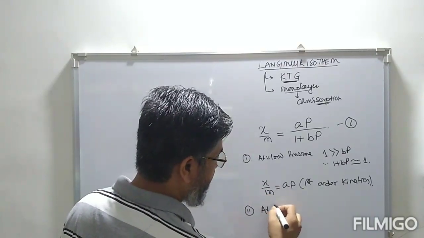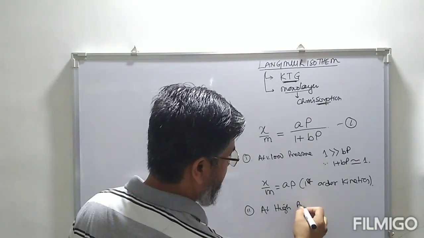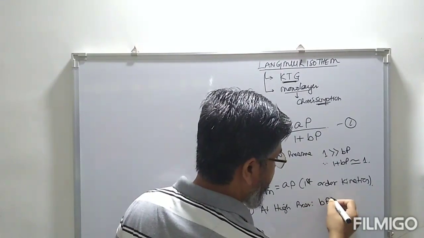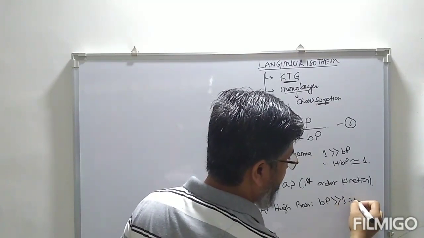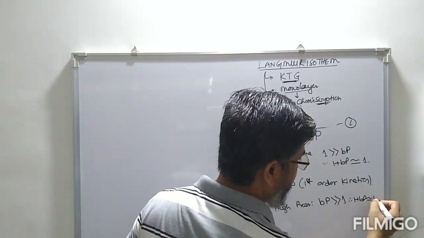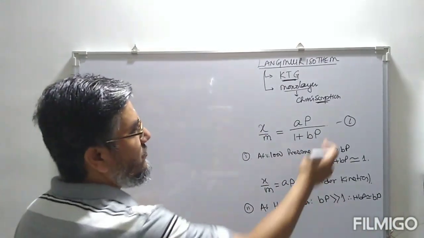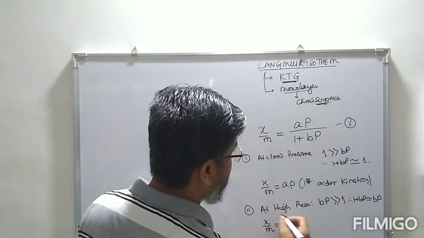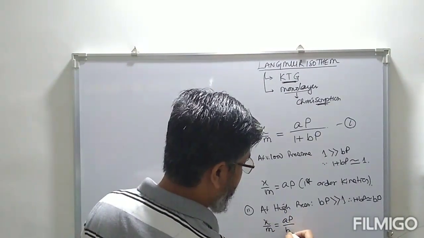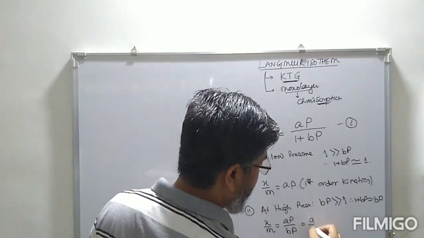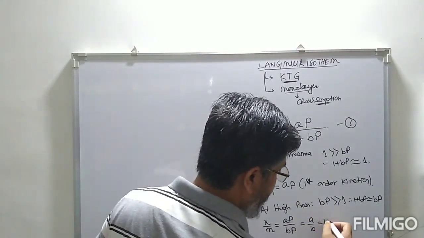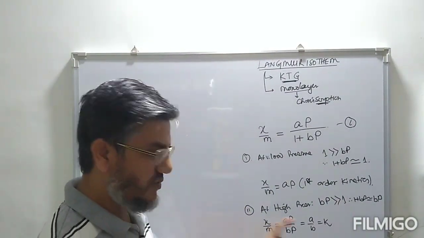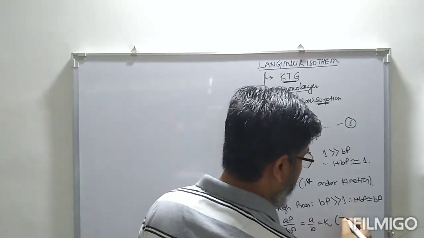At high pressure, if the pressure is high, this product bP is much greater than 1. So therefore 1 plus bP is approximately equal to bP. So therefore from this equation, x by m is equal to aP by bP, or we say a by b. So a is a constant, b is a constant, so we say this is constant. So at high pressure, this x by m is independent of pressure and it is zero order.